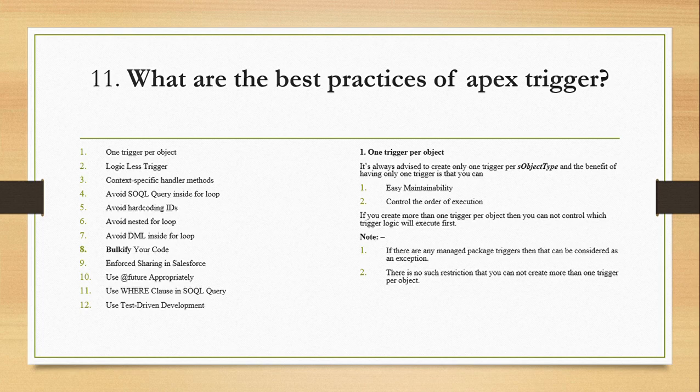One trigger per object means it is always advised to create only one trigger per sObject type, and the benefit of having only one trigger is that you can easily maintain it and control the order of execution. If you create more than one trigger, then you cannot control the order of execution, or which trigger logic will execute first. If there are any managed package triggers, that can be considered an exception, as there is no such restriction that you cannot create more than one trigger per object.